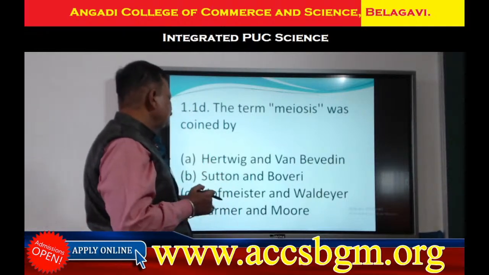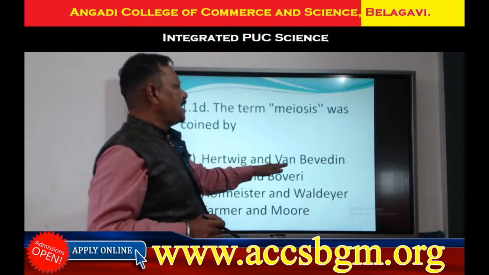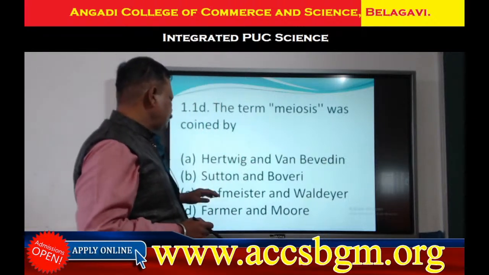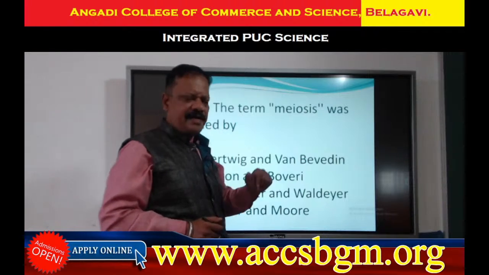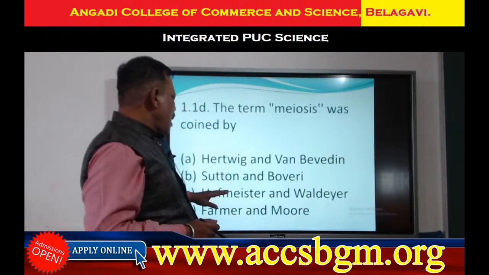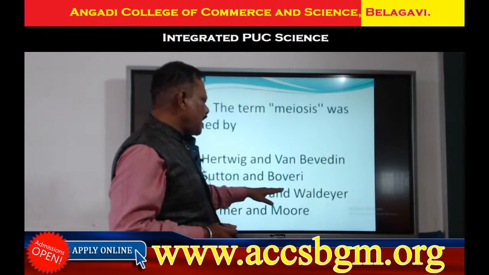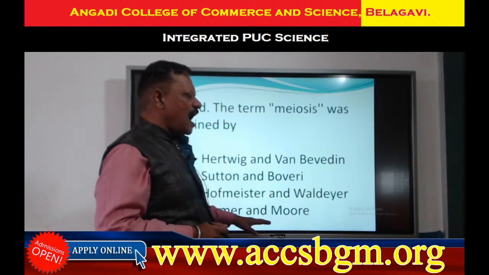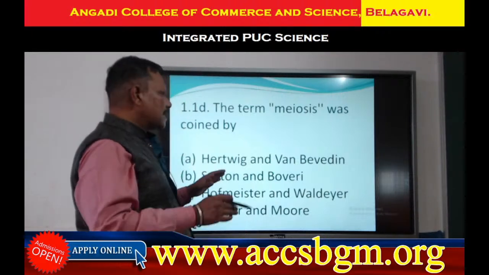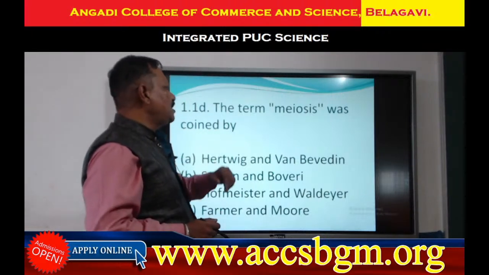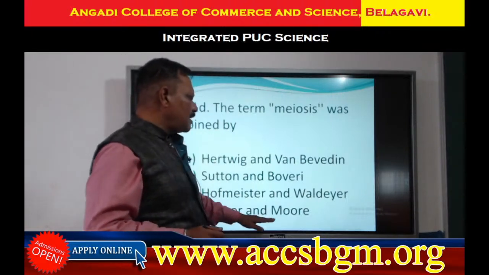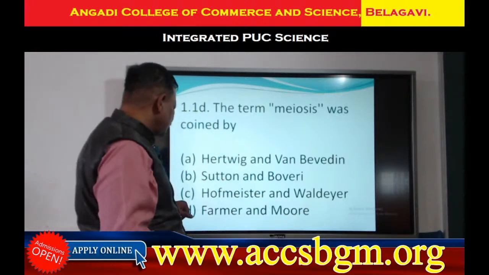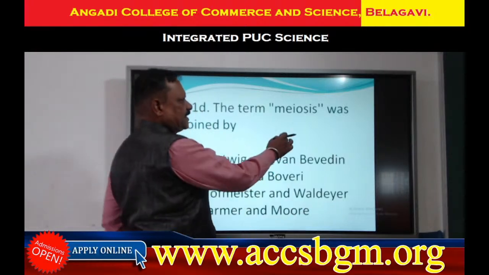Hartwig and Van Beneden, Sutton and Boveri, Hofmeister and Waller, Farmer and Moore. Here the correct option is that the term meiosis was given by Farmer and Moore. So option D, Farmer and Moore, is the right one.